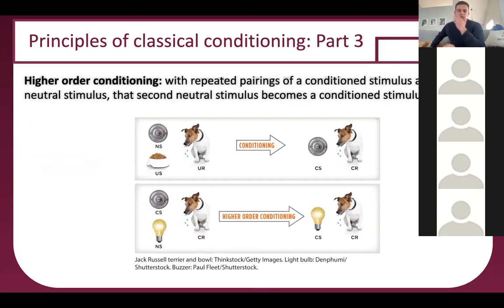This is kind of an extension of stimulus generalization. They also found that they could pair multiple stimuli and sort of cut out the middleman. In this case, you can see that in conditioning, they pair the buzzer with food and then just the buzzer. And then in higher order conditioning, they actually pair the buzzer with something else. In this case, a light bulb. So they would turn on a light and the dogs would still salivate. And then eventually they would get to the point where they didn't even need the buzzer. They could just use the light. So higher order conditioning is adding an extra layer of stimuli. A second neutral stimulus becomes a conditioned stimulus also.